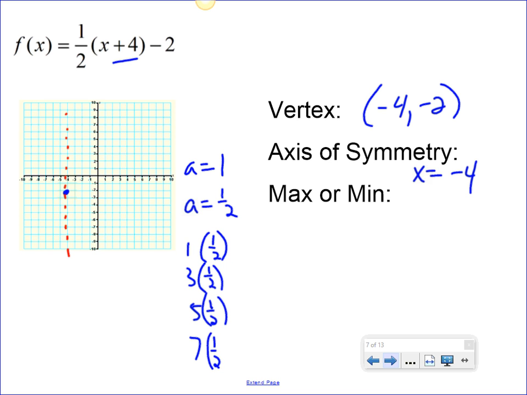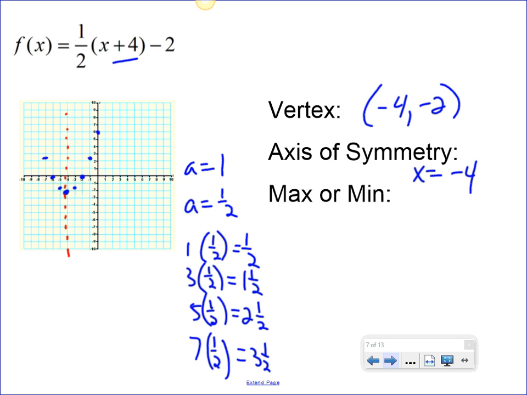Okay, so this tells me I'm going to go up a half over 1. I'm going to go up 1.5 over 1. I'm going to go up 2.5 over 1. I'm going to go up 3.5 over 1. So what's that going to look like? Up a half over 1. Up 1.5 over 1. Up 2.5 over 1. Up 3.5 over 1. Okay? And I could mirror those points across my axis of symmetry.